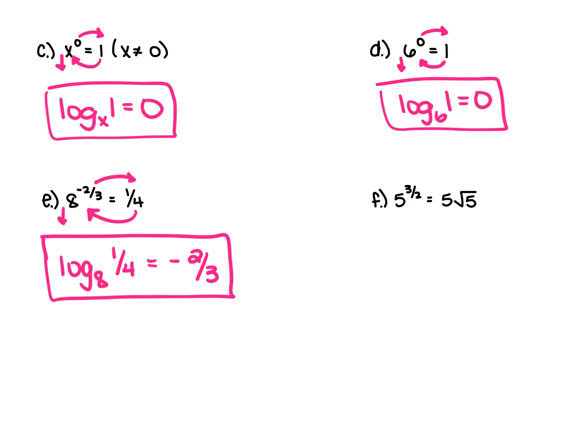For F, you have 5 to the power of 3/2 is equal to 5 times the square root of 5. The 5 as your base is going to drop down. The 3/2 is going to become your answer. And the 5 square root 5 becomes your whole number part. So you write down log 5 of 5 square root 5 is equal to 3/2.